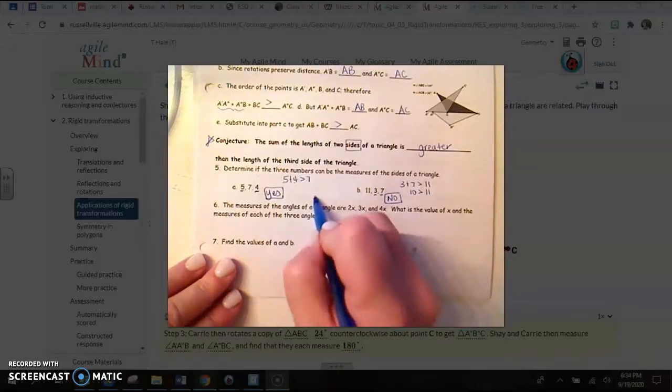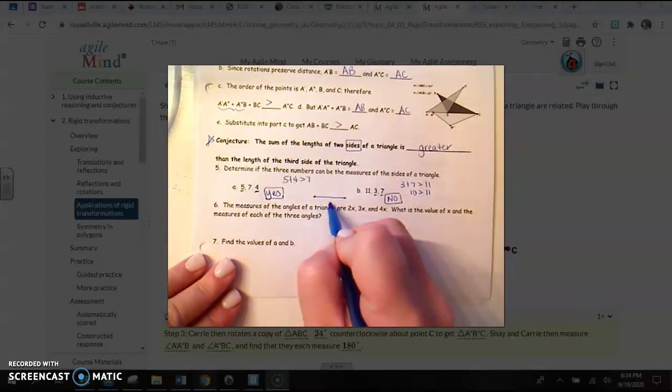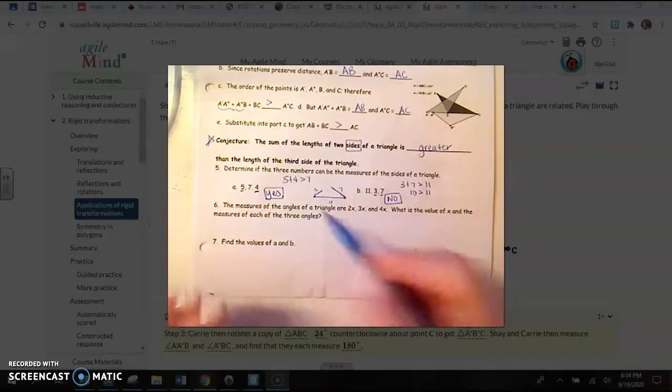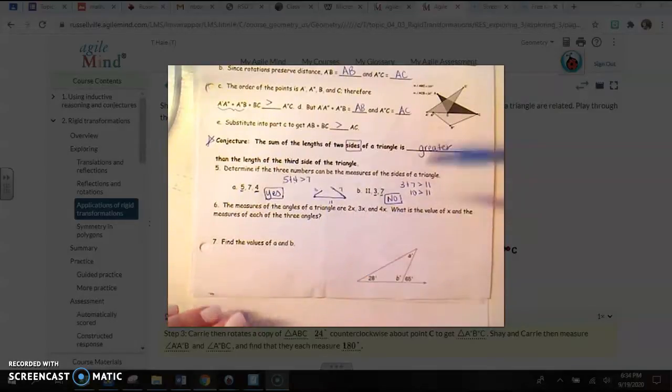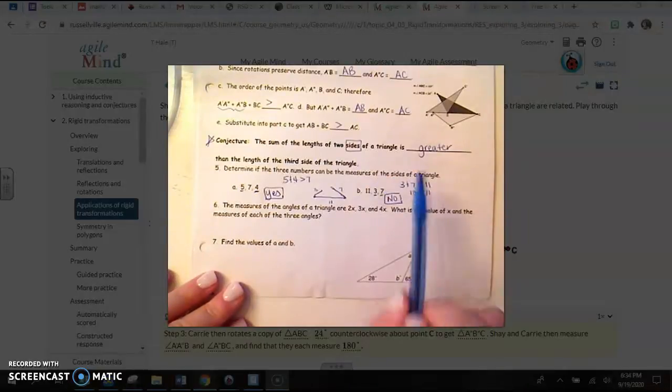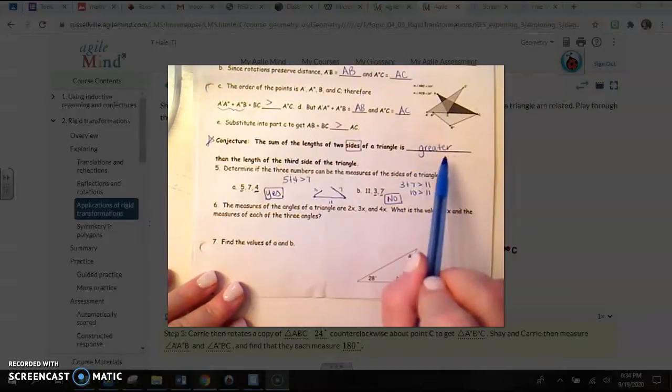So what would happen is you would have this side length of 11, you would have this little side length of 3, and this little other side length of 7, and they could never join together because they're not long enough. So we need the two smaller sides to add up to be greater than the third. Now, notice it doesn't say greater or equal to.